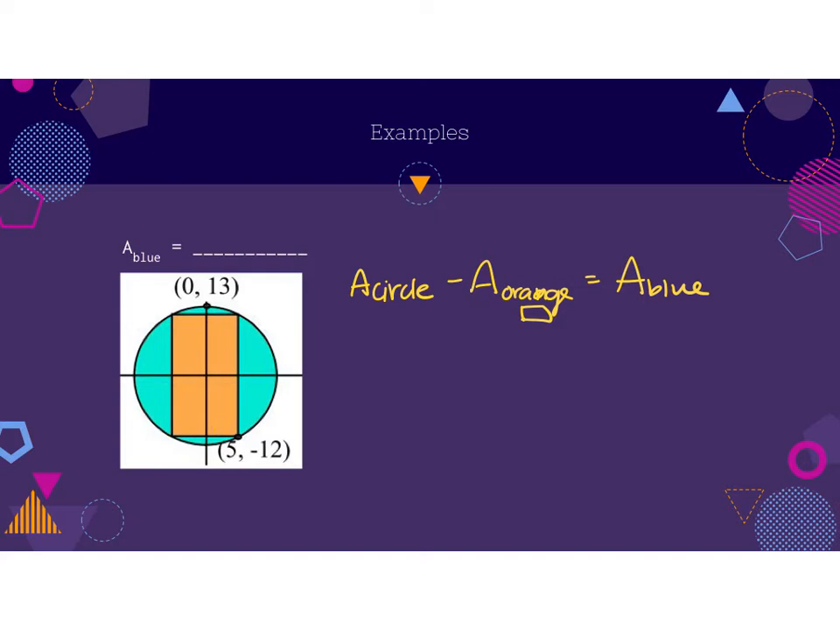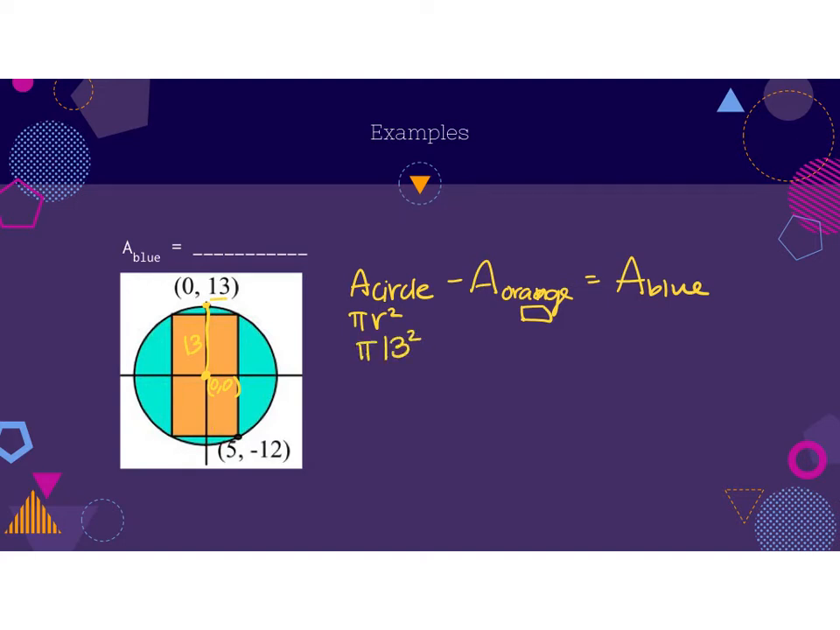If I look here, I know that this point is at the origin, or 0, 0. I know that this line would be considered my radius, and I know that since this point has a y value of 13, that means my radius is 13. So for area of a circle, we have pi r squared as our formula. So we're going to do pi times 13 squared.